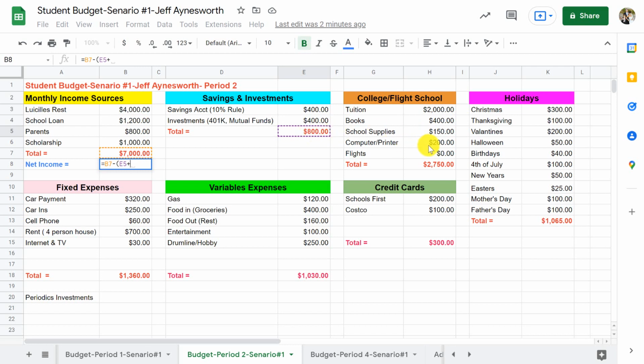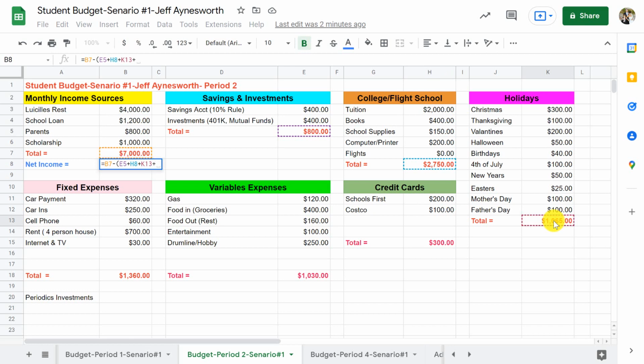Okay, and then click on the go to college category, click on the 2750, and hit the plus sign. Go to the holiday category. And by the way, the order of this doesn't matter. I'm just picking an order here. And notice they're highlighted so you can see exactly what I'm adding up.